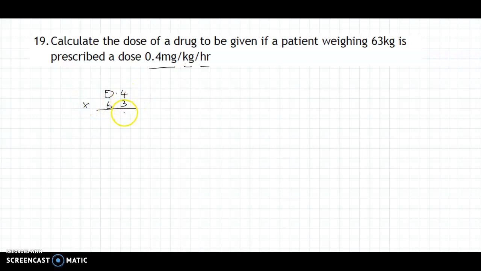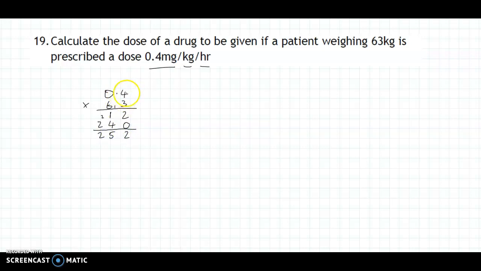Right? 3 fours is 12. Put down the 2, carry the 1. 3 zeros is 0, and 1 is 1. Now ignore the decimal point till the end. Put down a 0 now. 6 fours is 24. Put down the 4, carry the 2. 6 zeros is 0, and 2 is 2. Add them up, we get a 2, 5, and a 2.